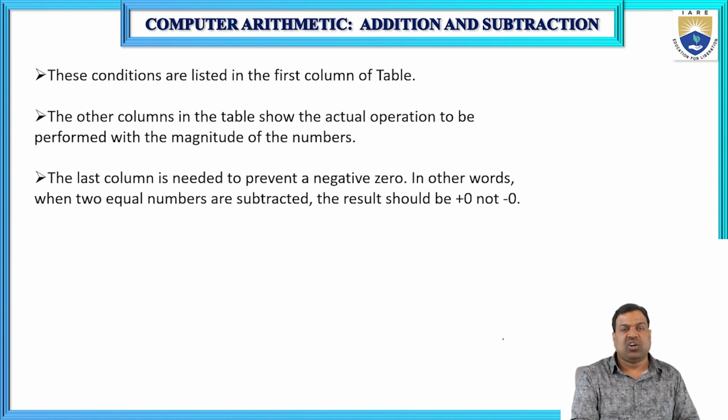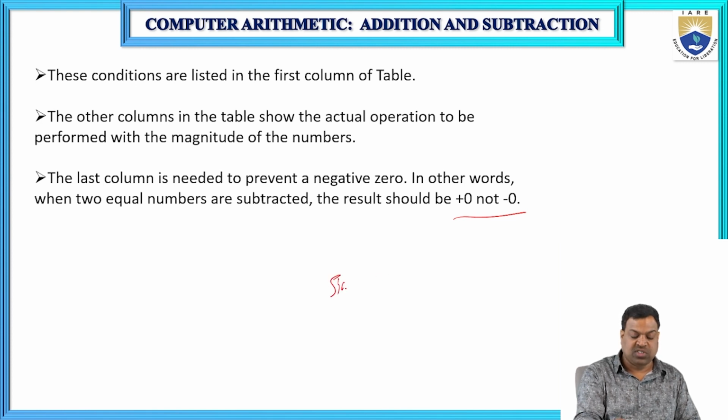First, the other column in the table shows the actual operations to be performed with the magnitude of the numbers, and to prevent the negative zero, in other words when two equal numbers are subtracted, the result is plus 0 or minus 0, that is with signed bit or signed magnitude.